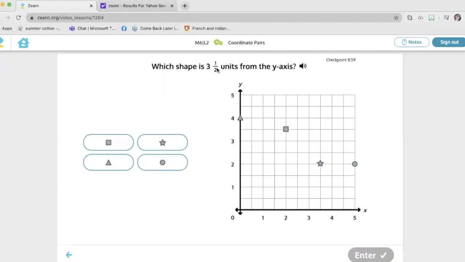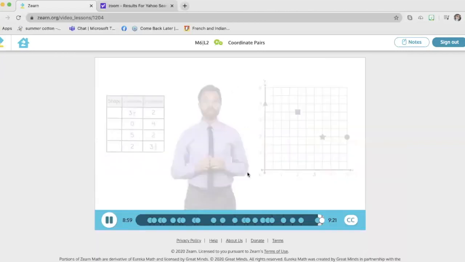What shape is 3.5 units from the y-axis? That's a good question. So this is the only one I see that falls at 3.5. So we're going to try the star. Had to look at it for a second.